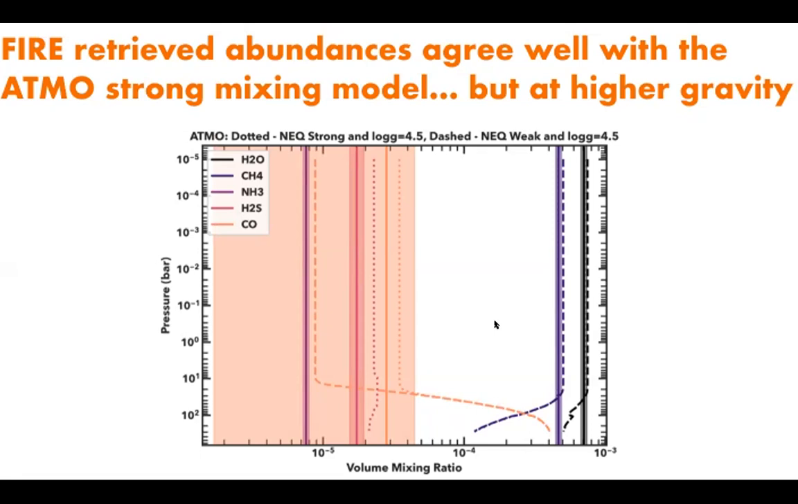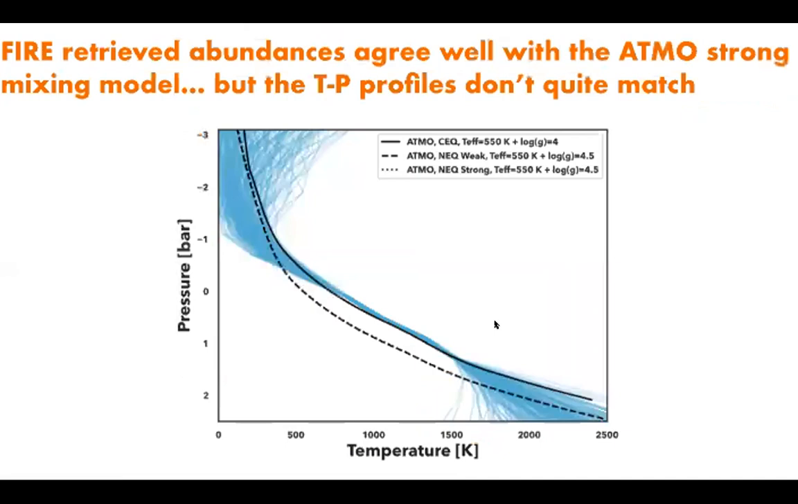However, there is another hiccup when we compare our retrieved temperature-pressure profile to the ATMO models. Here again, the strong and weak mixing models for that higher gravity case are the dotted and dashed lines, but they're on top of each other, so you can't really tell the difference. We find that the closest temperature-pressure profile to what we're retrieving is actually the chemical equilibrium model for the lower gravity case. So we're still trying to figure out where exactly some of these discrepancies are coming from.